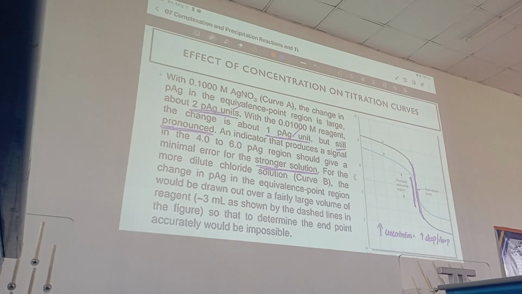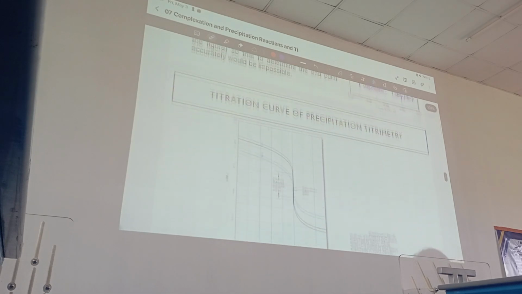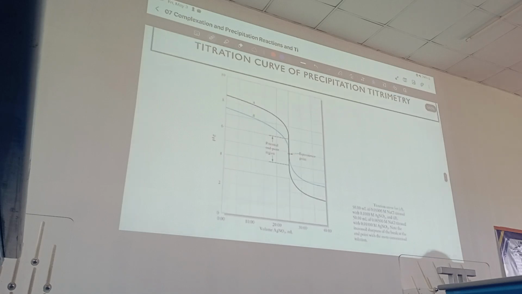Again, if the concentration is high, the titration curve is steeper and sharper, and the equivalence point is more pronounced. So it is easier to see the equivalence point in your titration. Okay, this is the titration curve: increased sharpness of the break at the endpoint in the more concentrated solution.